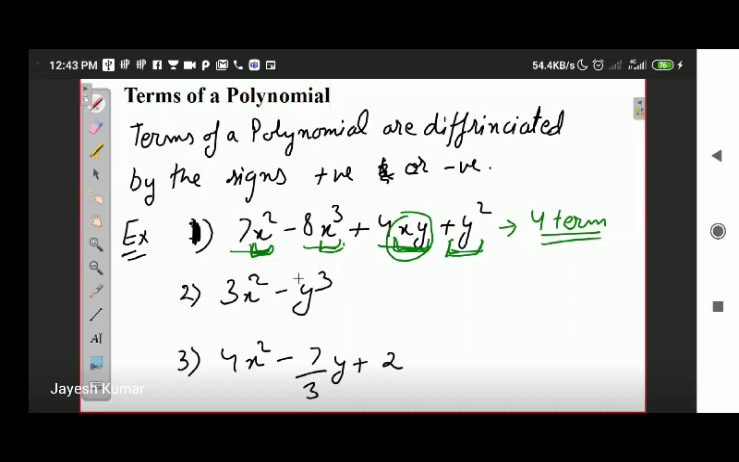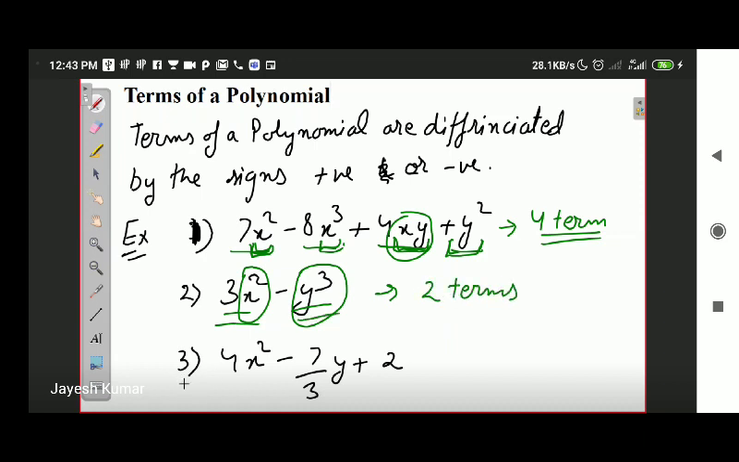Similarly, for the second part, we have 3x square and y cube. So 3x square in itself is a different expression. Y cube in itself is again a different expression. So there are two terms.